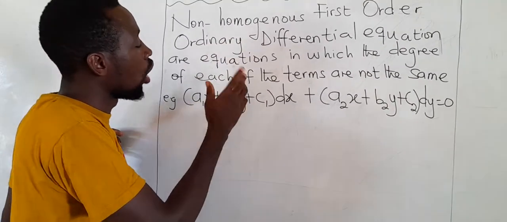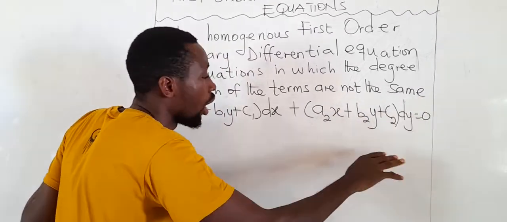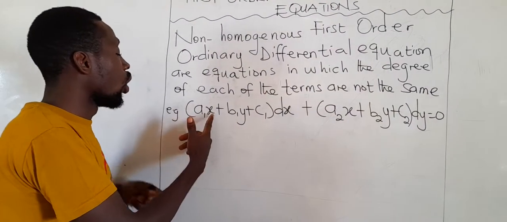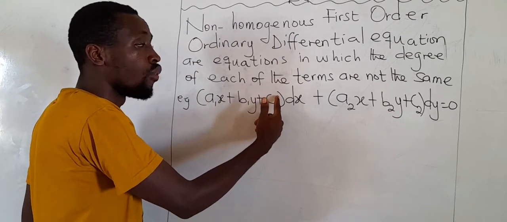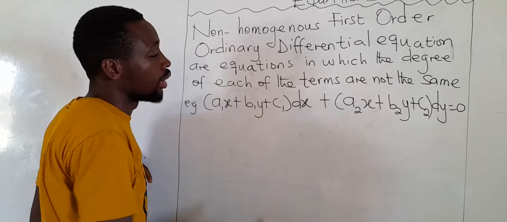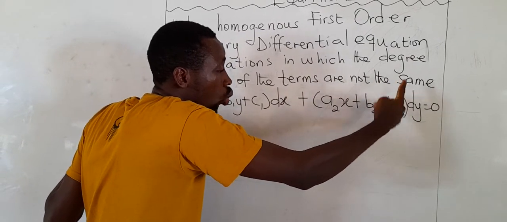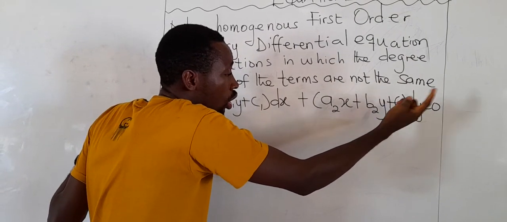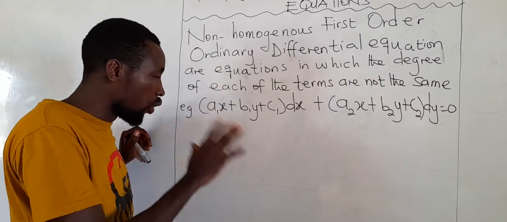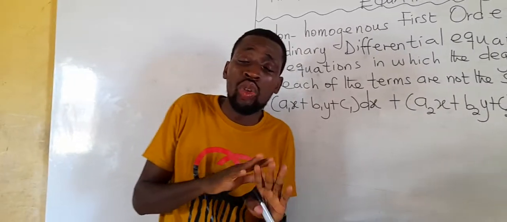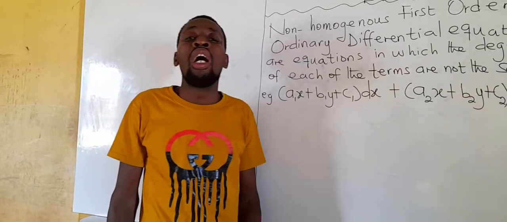(A1x + B1y + C1)dx + (A2x + B2y + C2)dy = 0. They usually take this form. So let's check the degree of this. The degree of this is 1. The degree of this is 1. But there is no variable here, which means the degree is 0. So you can see that they are not the same. The same way, the degree here is 1, the degree here is 1, but the degree here is 0, since there is no variable. So non-homogeneous first order ordinary differential equations are differential equations in which the degree of each of the terms is not the same, and they usually take this form. I hope you get that.